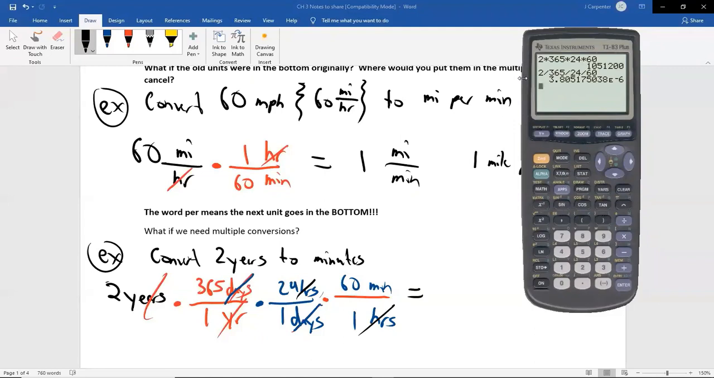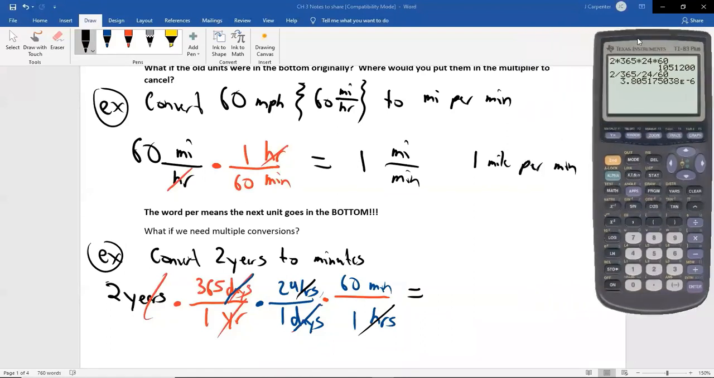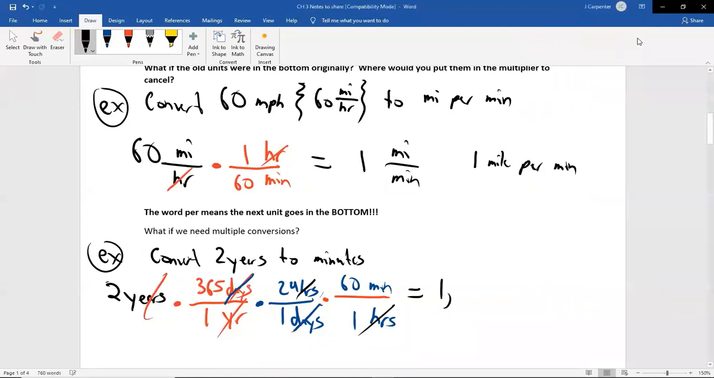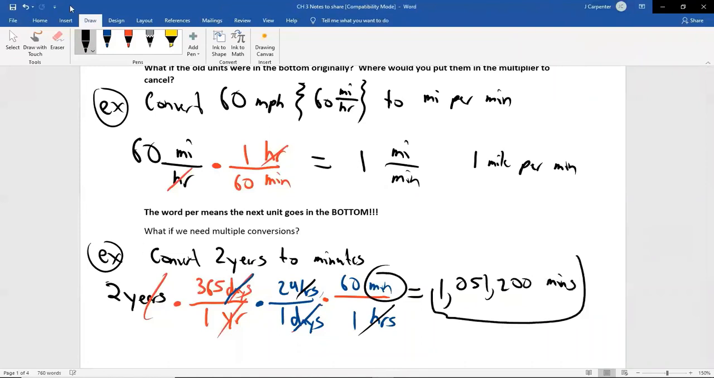And yes, we do get 1051200. I'm going to put commas in here to make this prettier: 1,051,200. Well, what are the units? The one that we haven't canceled, these are minutes. So 1,051,200 minutes is equivalent to 2 years.